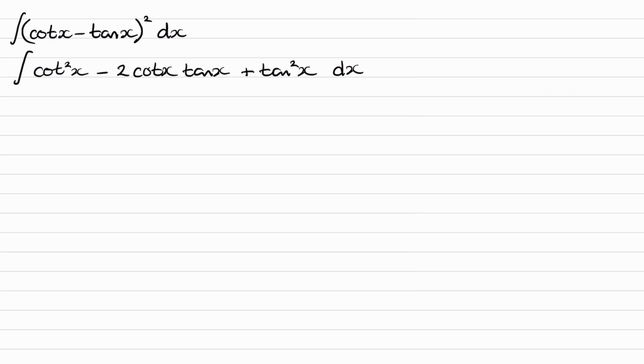Okay, so I'll start with this bit over here. Cot x is just the same thing as 1 over tan x. And if we did 1 over tan x multiplied by tan x, that will just give 1. So this bit here is just 1. We're timesing it by minus 2, so that bit will then become minus 2.